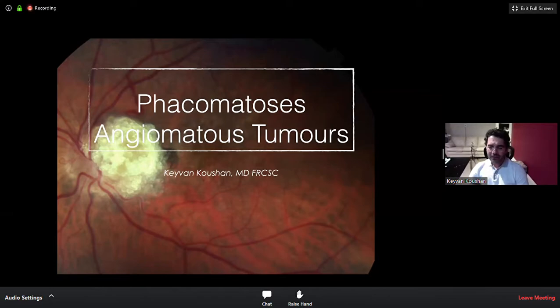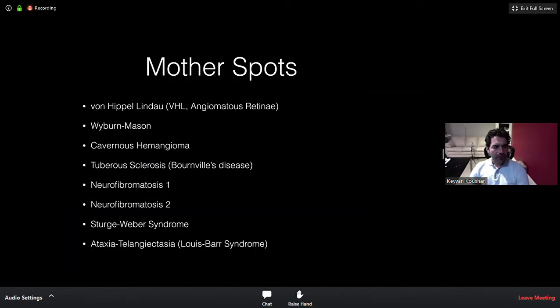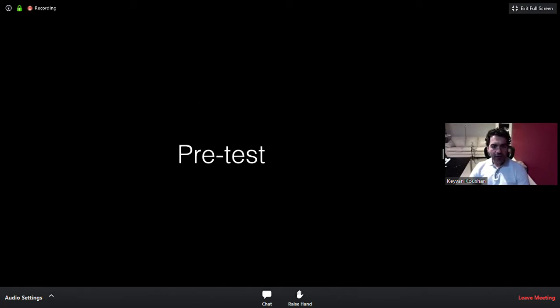But there is also some practical importance to it. Okay, so this is just a list of things we're going to talk about: von Hippel-Lindau, or VHL, and then Wyburn-Mason syndrome, cavernous hemangioma, tuberous sclerosis, neurofibromatosis 1 and 2, Sturge-Weber, and ataxia telangiectasia. There's a list of things we're going to go through today, and hopefully you can remember something about some of them. Okay, so a pretest.